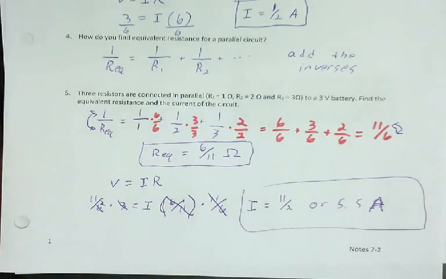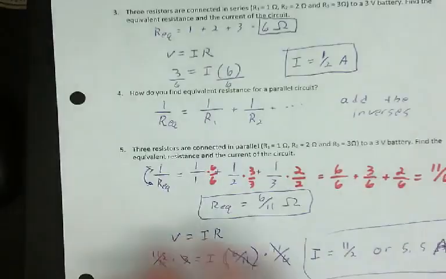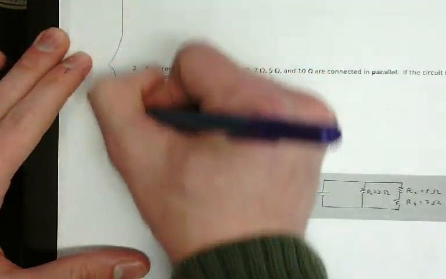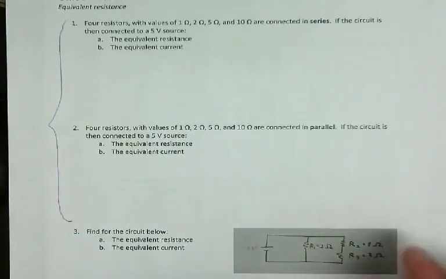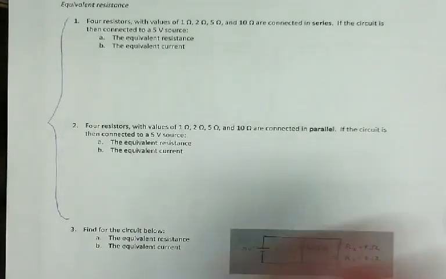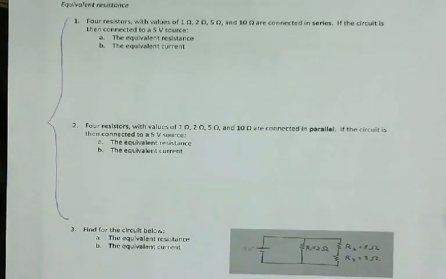All right. I want you guys to look at the practice you picked up today. I want you guys to start with 1 and 2. Number 1, 4 resistors, 1, 2, 5, and 10 are in series. If the circuit is connected to a 5-volt source, find the equivalent resistance and the equivalent current. Number 2, 4 resistors are in parallel, connected to a 5-volt source. Find the equivalent resistance and the equivalent current. So go ahead and do 1 and 2. Solve those. If you need to borrow a calculator, come borrow a calculator.